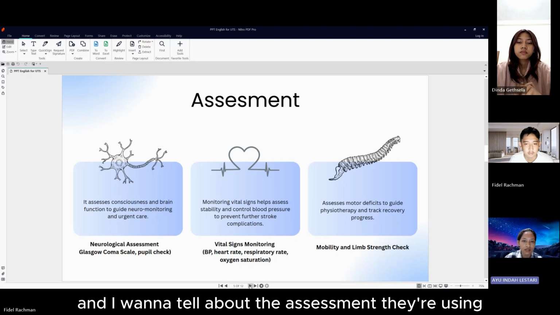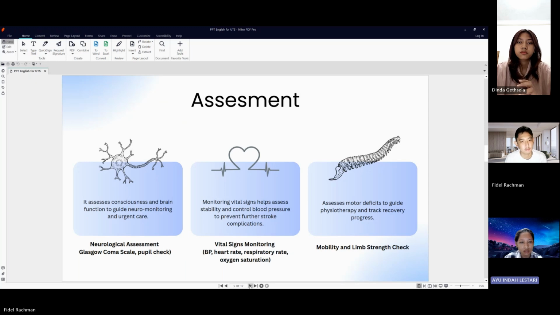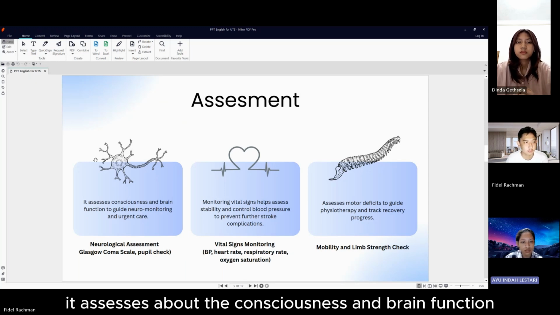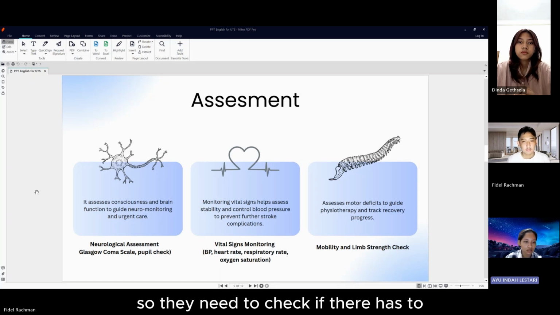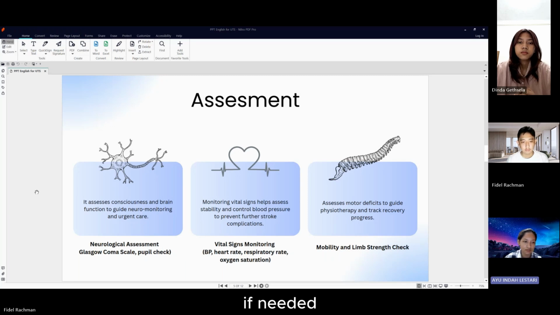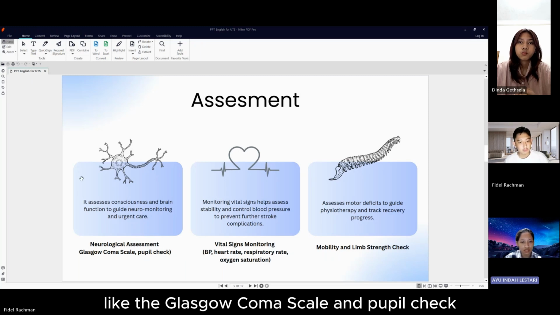So I'm Ayu and I want to tell about the assessments they're using. We made it into 3 parts. The first one assesses consciousness and brain function to guide neuromonitoring and urgent care. So they need to check if an urgent intervention is needed. There's neurological assessment like the Glasgow Coma Scale and pupil check.